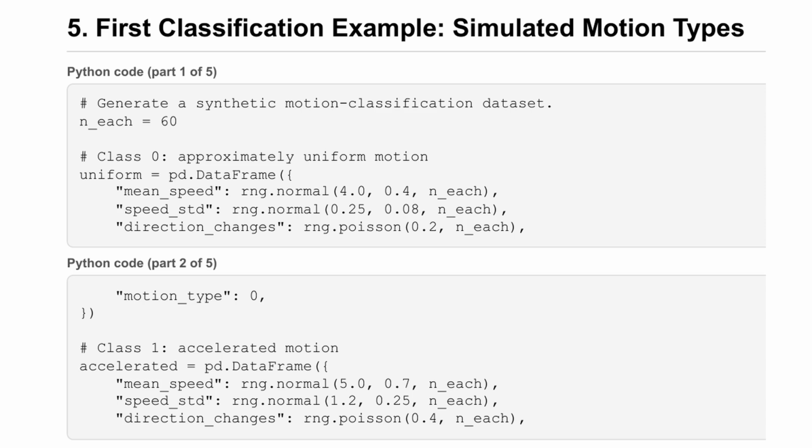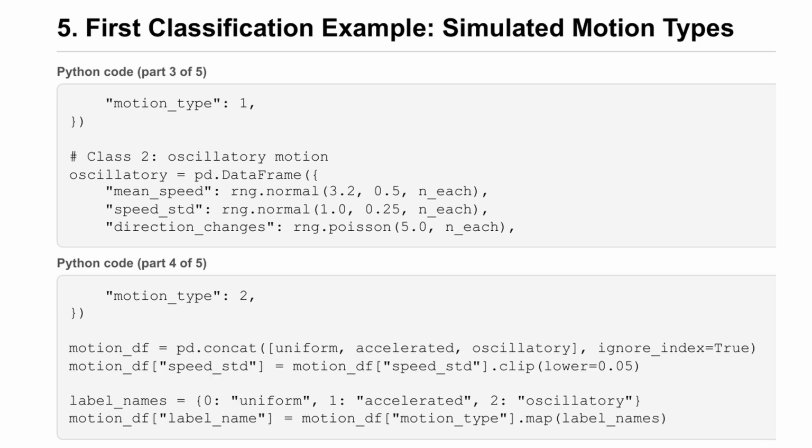We create random distributions for uniform and accelerated motion, assigning distinct numerical features to each class. We continue the data generation by defining the parameters for oscillatory motion. Then, we concatenate these into a single pandas data frame and map the numerical targets to descriptive labels.